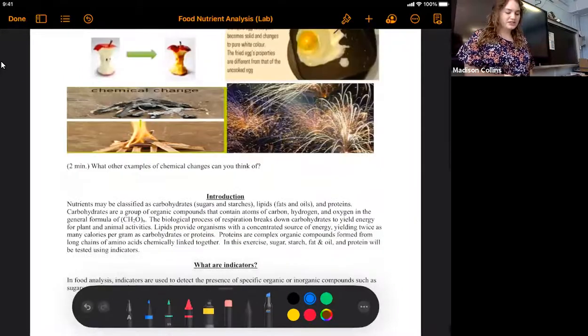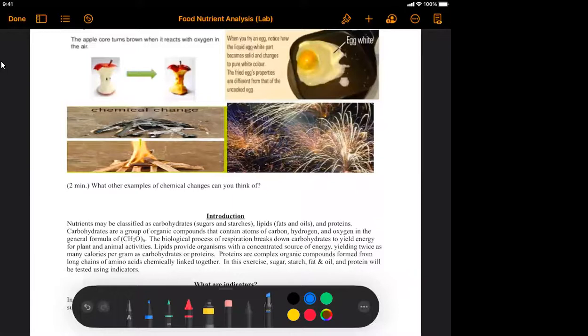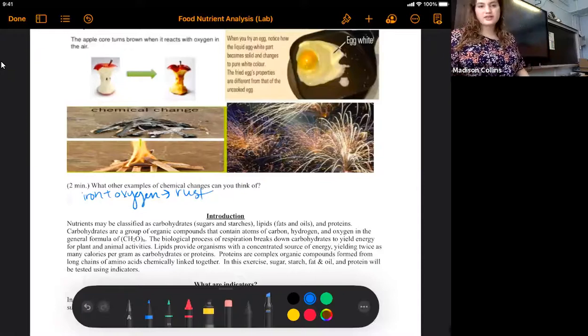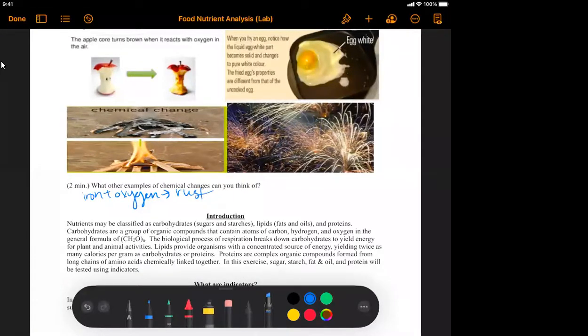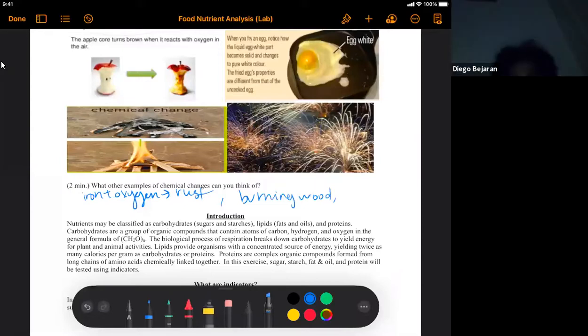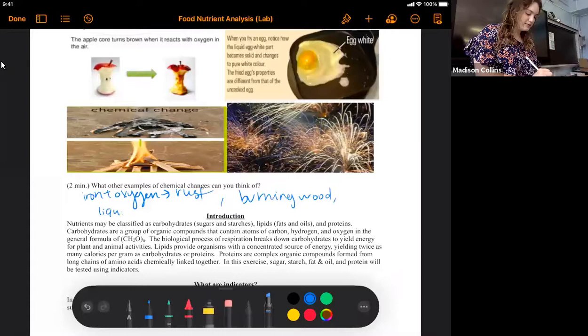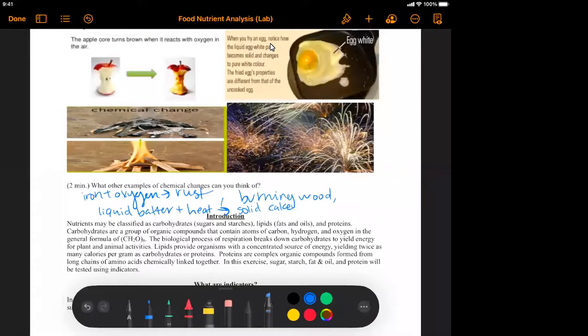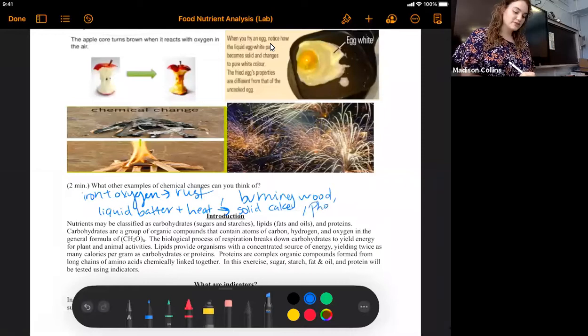What are some other examples of chemical changes that you guys came up with? I put rust from iron. So iron plus oxygen yields rust. Yeah. Anything else? Any other examples? I said burning wood. And Diego, I saw your hand. What did you come up with? Baking a cake. Baking a cake, yeah. So if we put liquid batter in the oven, so plus heat, we'll end up with a solid cake. So we see a change in substance there. All right, any other ideas, any other examples? Also photosynthesis. Yeah, absolutely. Photosynthesis is another example as well.